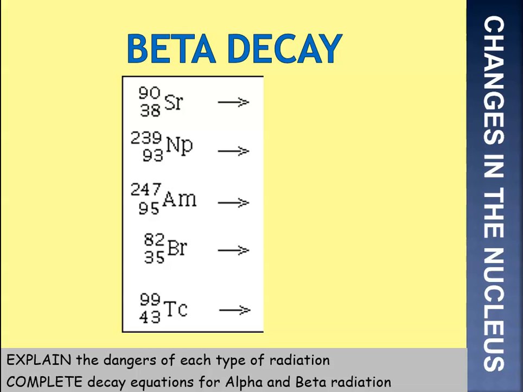Again, apply what you've known here to these 5 equations. So go through beta decay, looking at how it can change. Pause the video and restart when you'd like the answers.